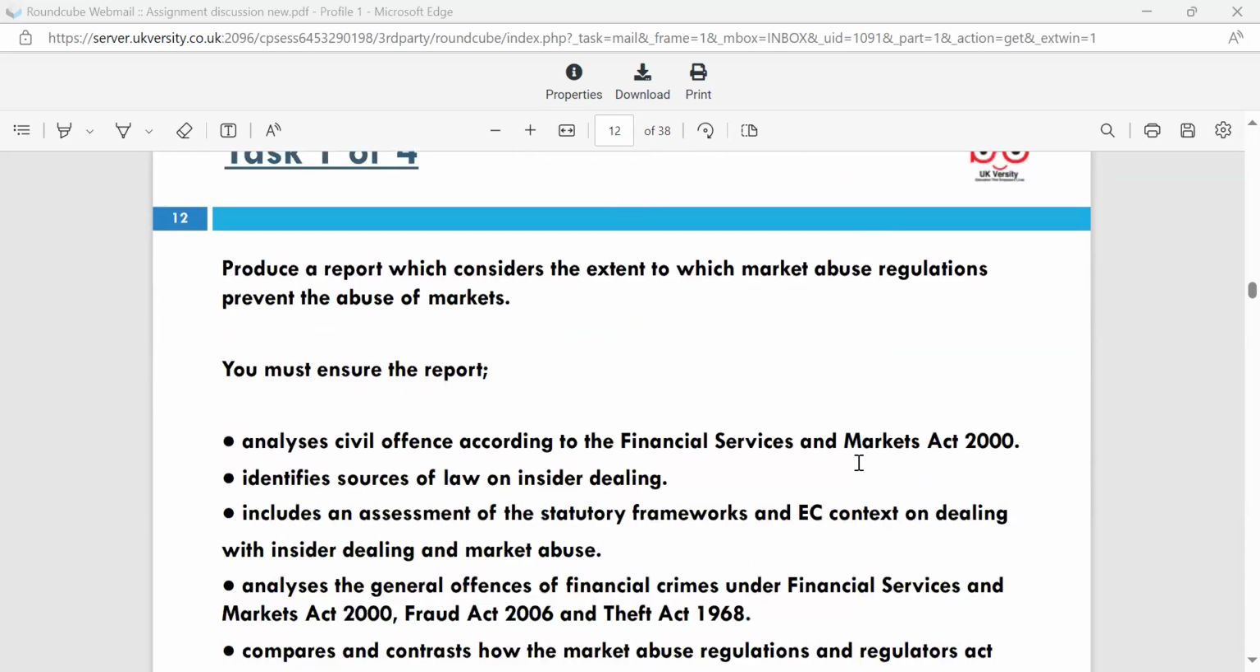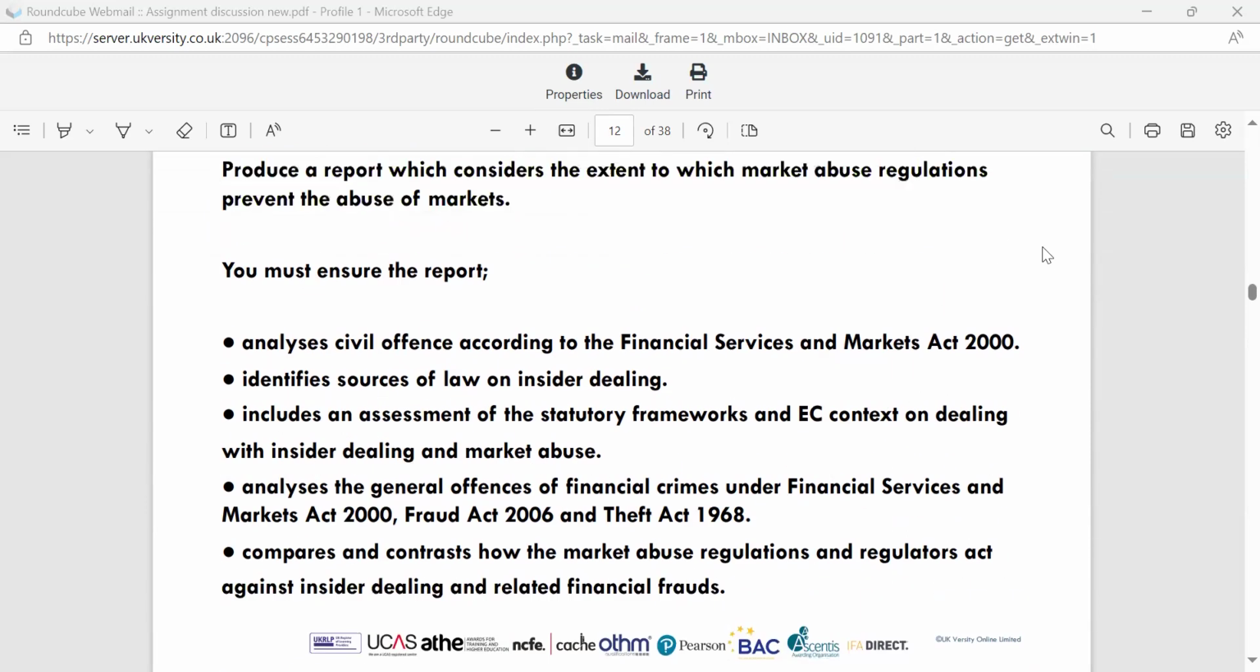So task 1, produce a report which considers the extent to which market abuse regulations prevent the abuse of markets. You must ensure that your report includes all of these following. So there's 5 parts. You must ensure that you look at analysing civil offence according to the Financial Services and Markets Act 2000. You must make sure you're identifying sources of law on insider dealing. You make sure that the report includes an assessment of the statutory frameworks and EC context on dealing with insider dealing and market abuse.